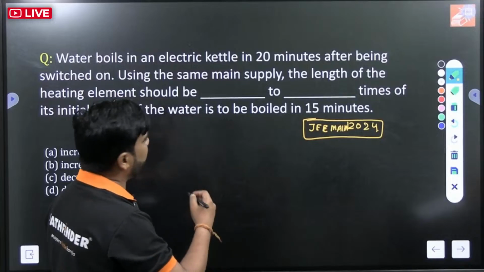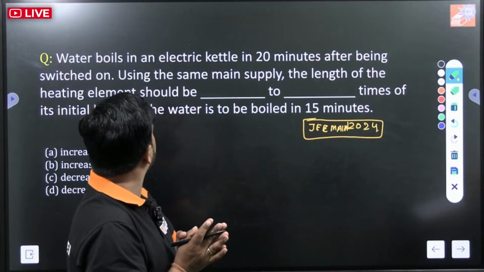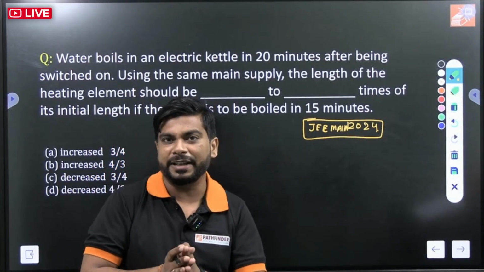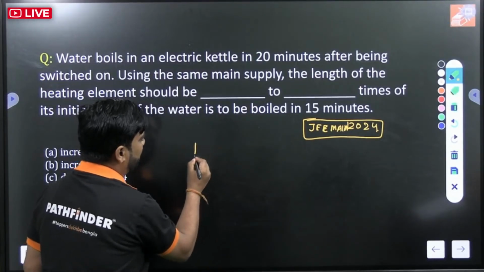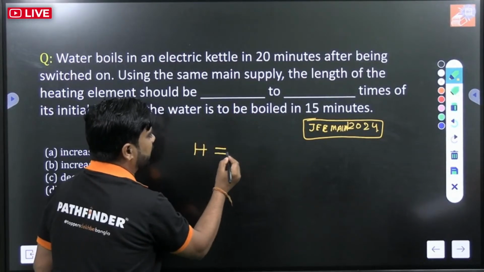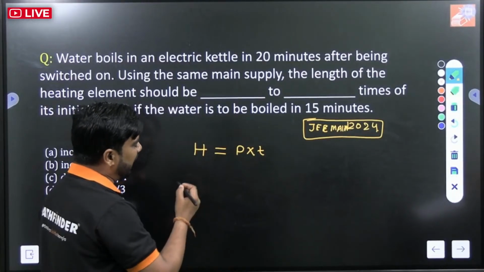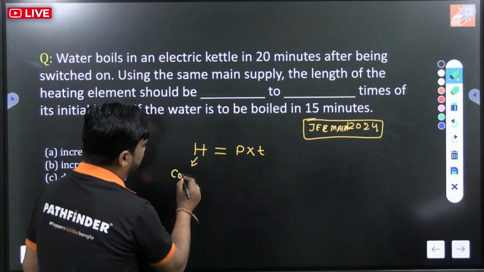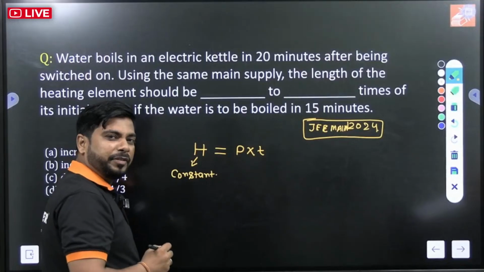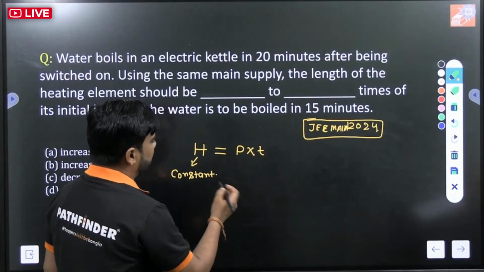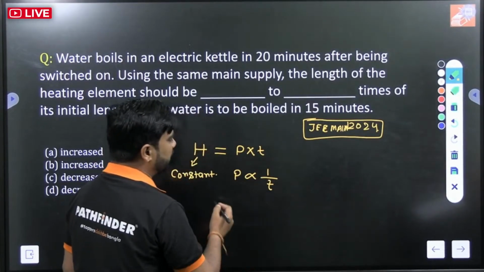Now, when we are boiling water, in this case the quantity of the water remains the same, right? So the heat supplied to the water will remain the same, correct? The heat supplied to the water to boil it will be given by power into time, H = P into T. And this H will be constant because we are boiling the same amount of water. So the same amount of heat energy is required, only time will differ. So here can we say P is inversely proportional to time.